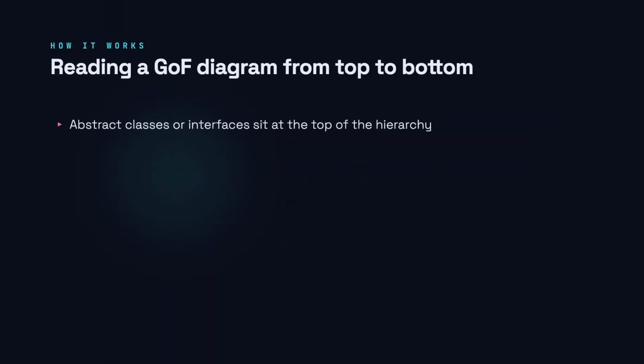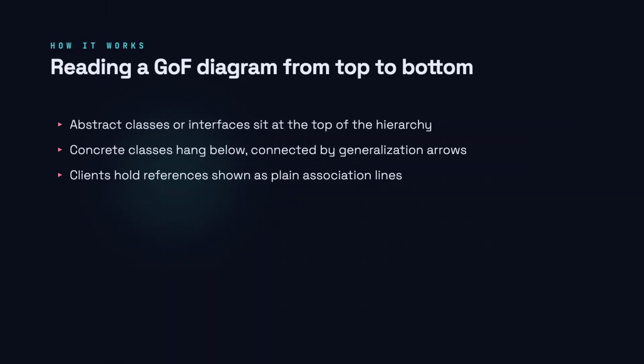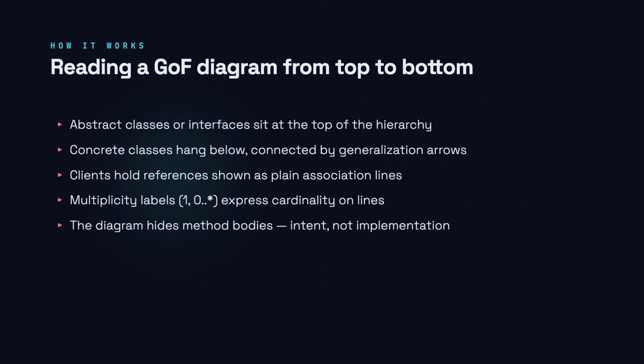When you open a Gang of Four pattern chapter, you will see a diagram where abstract participants float at the top and concrete ones descend below them via arrows. Association lines between classes show that one class holds a reference to another. This is how the pattern wires its participants together at runtime. The key insight is that UML deliberately hides bodies. You see the contract, not the code, which keeps the diagram focused on design intent rather than implementation detail.